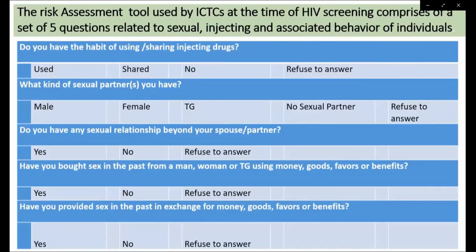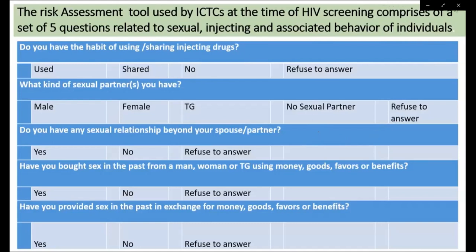It could be anything, and refuse to answer is also one of the questionable things: why is the person refusing to answer this? The second question is, what kind of sexual partners do you have: male, female, TG, no sexual partners, or refuse to answer. This will depend upon the client who is coming to the particular standalone ICTC.